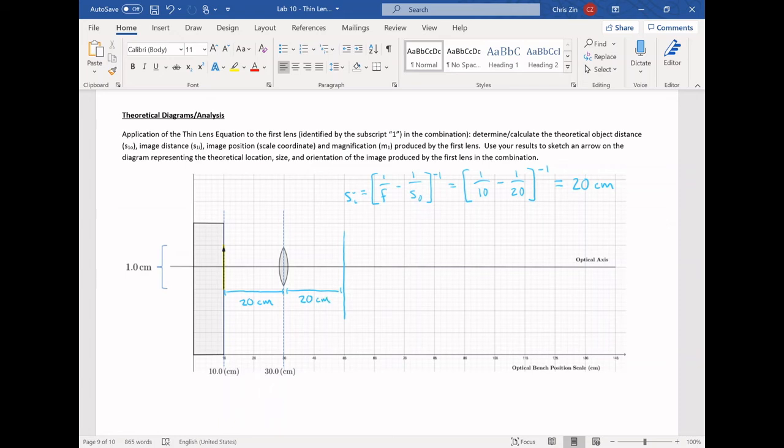We can also calculate the magnification with the formula minus Q over P. This gives me minus 20 centimeters over 20 centimeters, which is minus 1. Okay, so the minus sign tells us that it's inverted, so the arrow will be pointing downward. And the 1 tells us that the object will have the same size as the image. The image will have the same size as the object. So then this is our theoretical prediction.